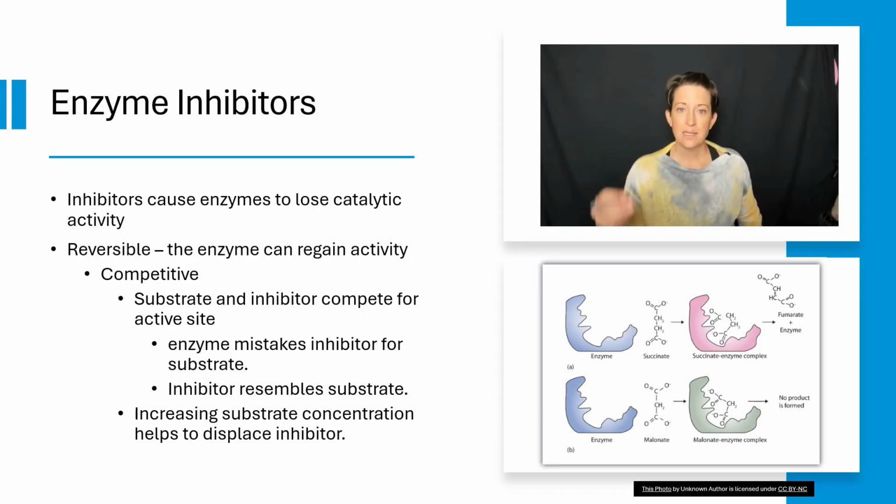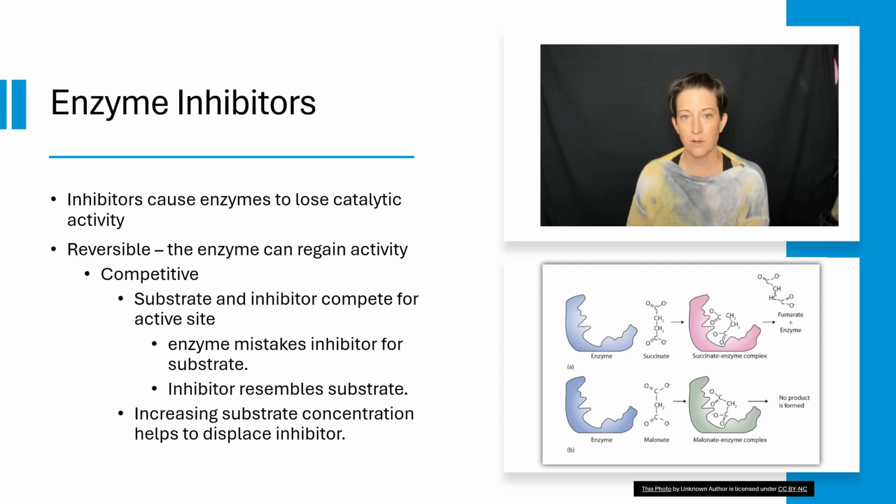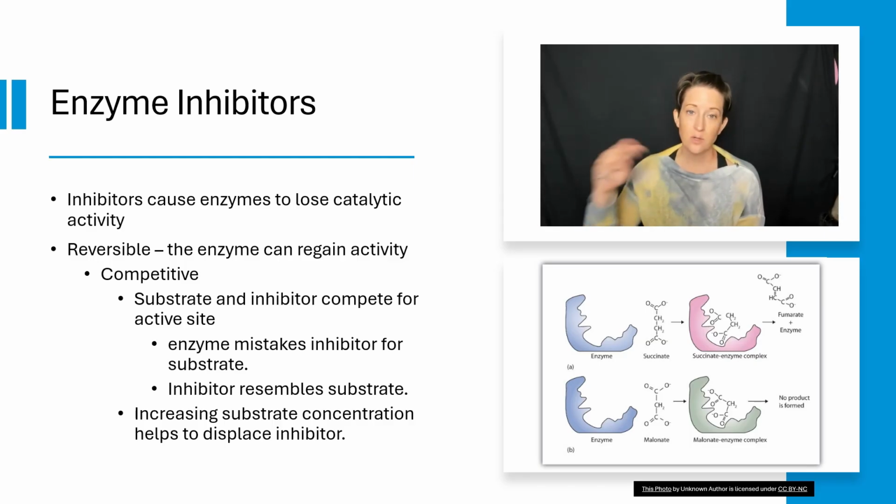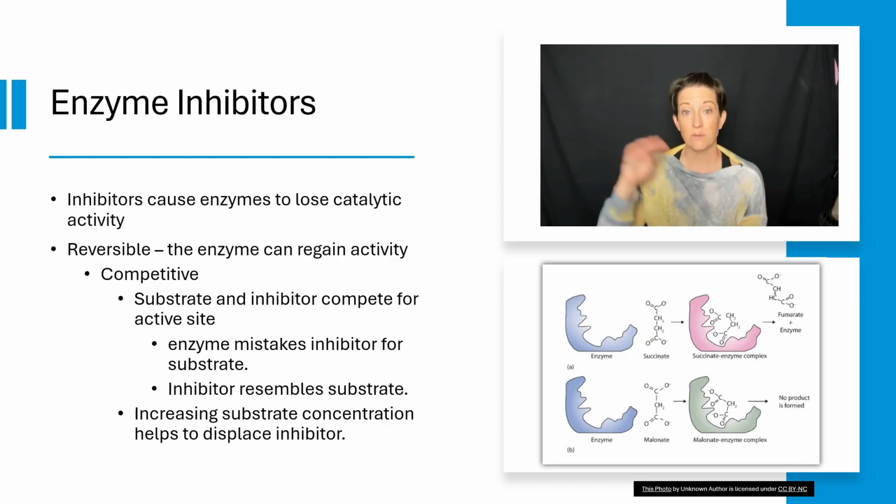These are called enzyme inhibitors. They inhibit the enzymes from doing their job. Therefore, they can no longer serve as catalysts within their biochemical process. There are two categories of inhibitors, reversible and irreversible.